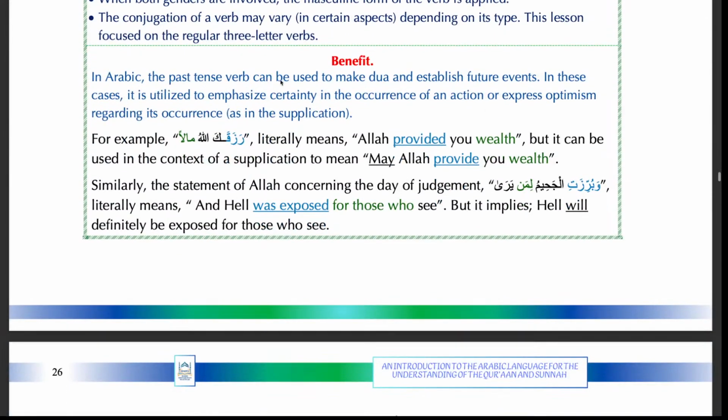Benefit: in Arabic, the past tense verb can be used to make dua and establish future events. In these cases, it is utilized to emphasize certainty in the occurrence of an action or express optimism regarding its occurrence, as in the supplication. And this is throughout the Quran. If Allah used the past tense to talk about the Day of Judgment, it's to show certainty as if it's already happened. It's without doubt going to happen. So certain, as if it's already happened.